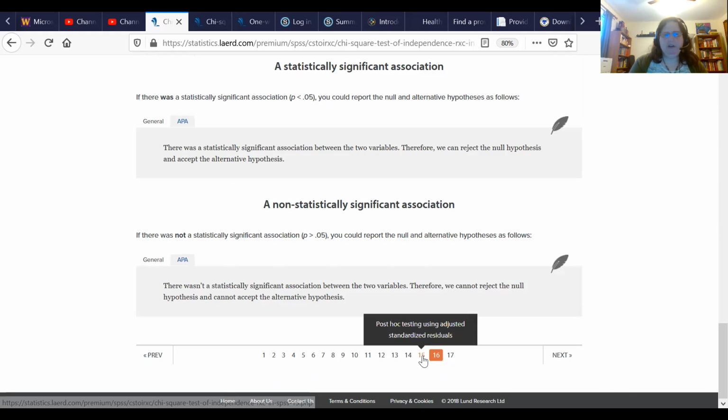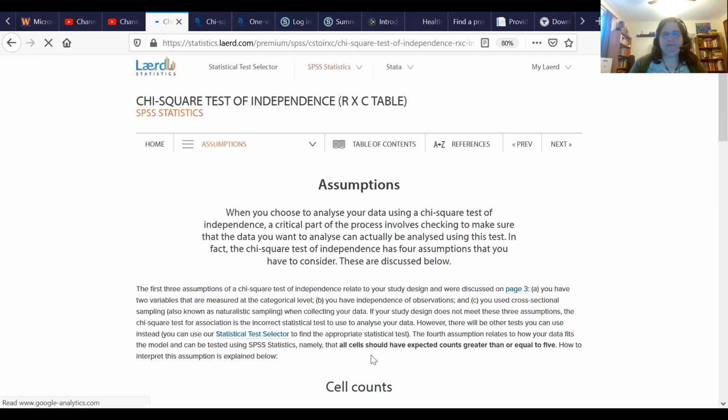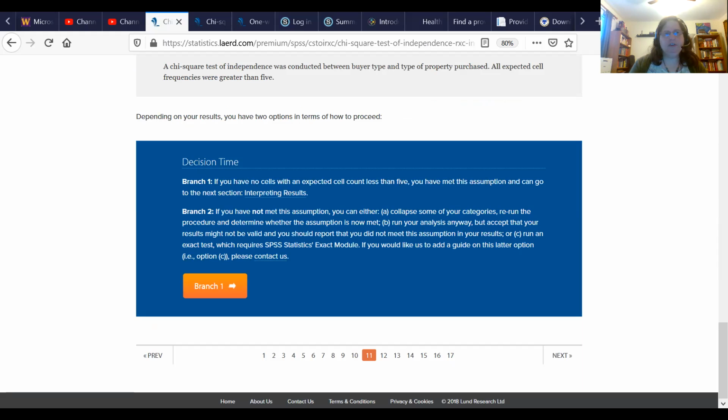We didn't talk about one thing, so I'm going back for a second. Not two assumptions, sorry. It's not really where I wanted to go. Oh, here it is. What if, in this case, you get expected cell frequencies that are less than 5? Again, you can collapse some of your categories. You can run your analysis anyway with caution, or you can run an exact test, which requires the SPSS Statistics Exact module. But again, for our purposes, I would just ask that you run it with caution.